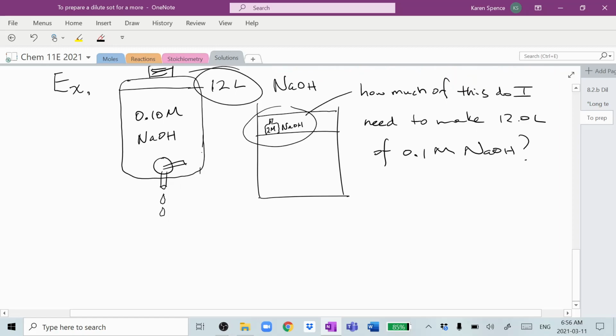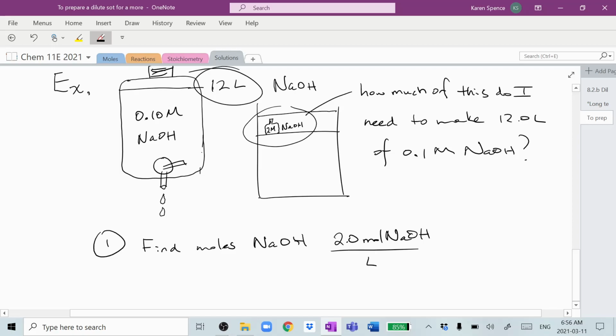Okay, well, step number 1, find your moles. Find moles of NaOH. Okay, and so I know I have 2 molar. I know I have 2.0 moles of NaOH per liter. Oh, that's not where I'm going with this. That's my stock.